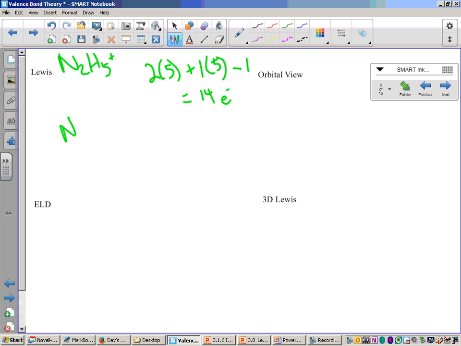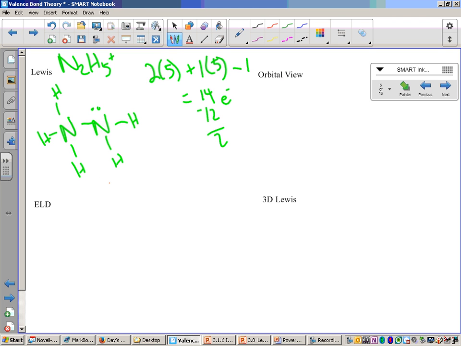Let's build the skeleton. Well, 2 N's means we're going to have them bonded in some way. 5 H's means I've got to distribute my H's kind of like this, 3 on one and 2 on the other. How many electrons have I used? I have used 2, 4, 6, 8, 10, 12, minus 12. 2 electrons left. Only one place to put it to fill the octet. Everybody's happy, and so that's a good structure right there.